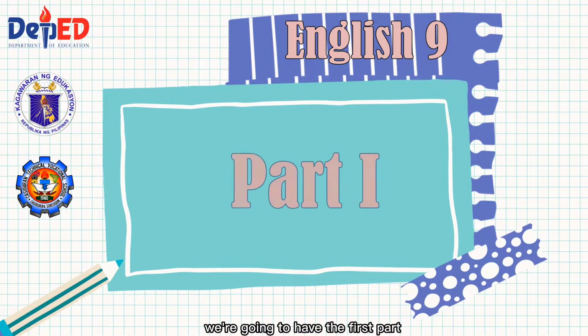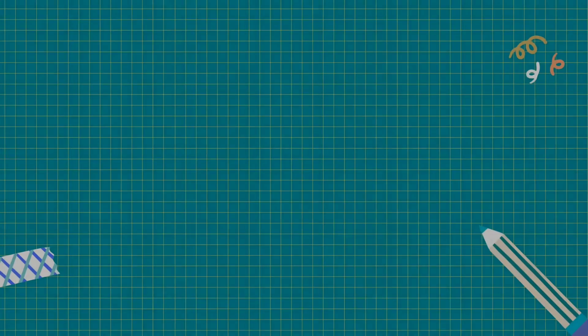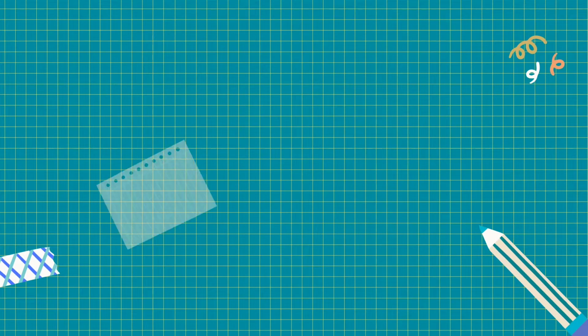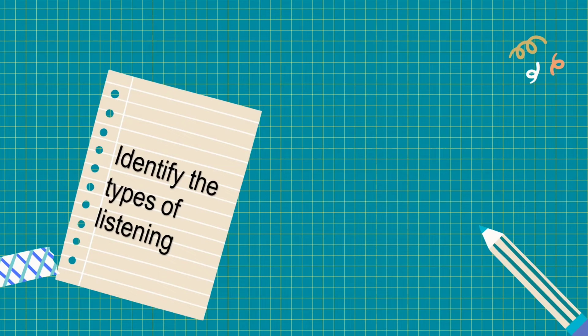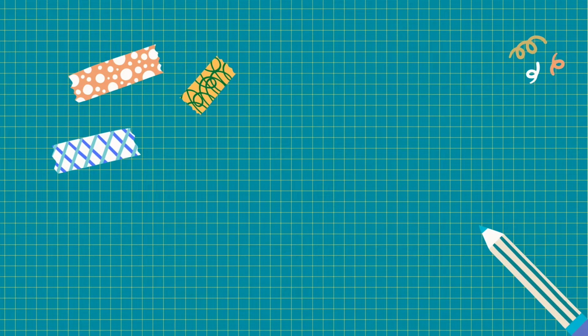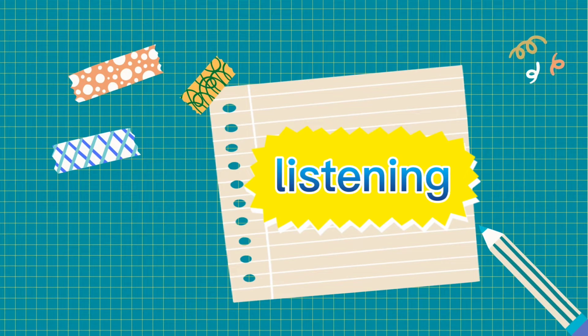We're going to have the first part. In judging the validity of the evidence listened to, we have to first identify the types of listening and check the validity of the information. In the previous lesson, we had discussed viewing. This time, we're going to have listening. What is then listening?